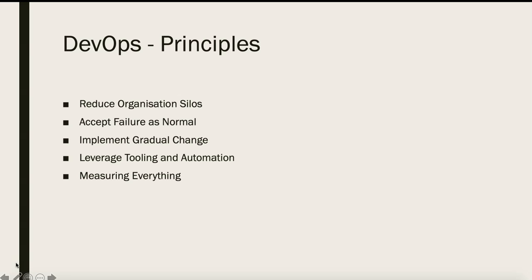Leveraging tooling and automation is one of the important principles, where we use different tools for the DevOps practice, like building, containerization, deploying, and monitoring. And measuring everything comes as part of the monitoring. So every step you do in the DevOps practice is to be monitored and measured. Anything you measure gives you an opportunity to improve. So measuring everything is one of the principles of DevOps.